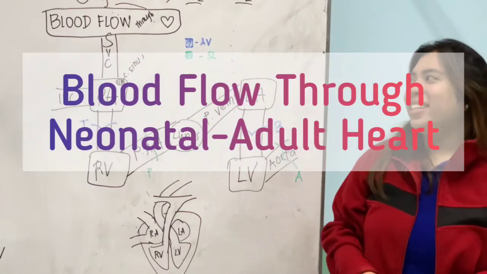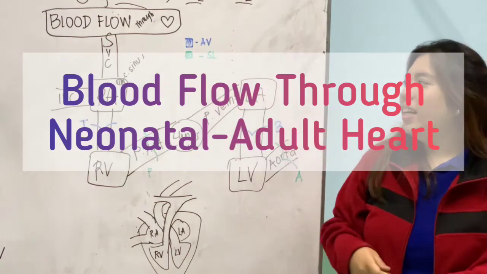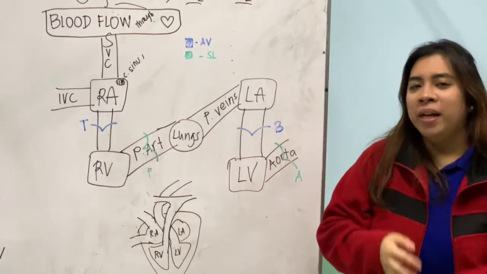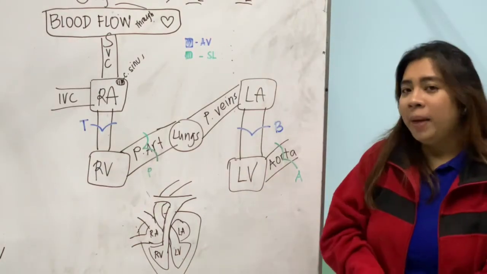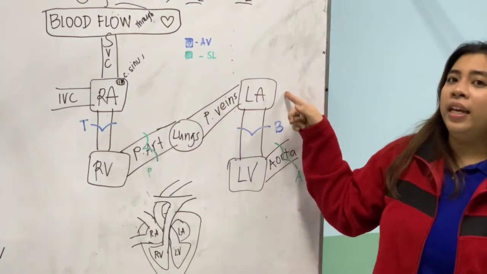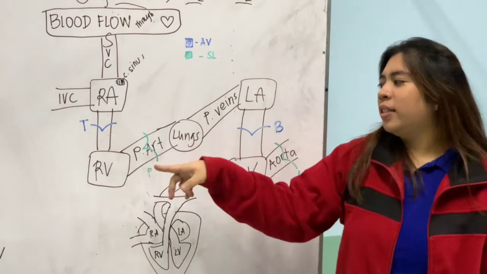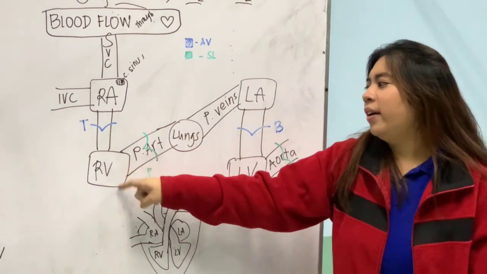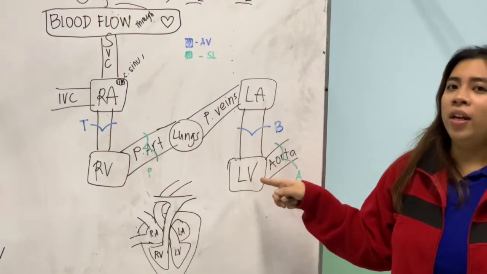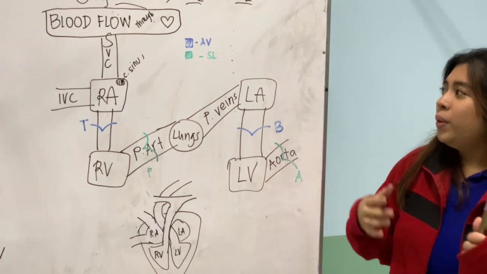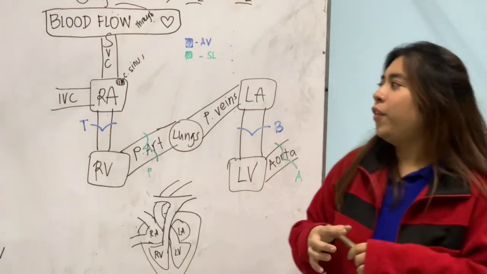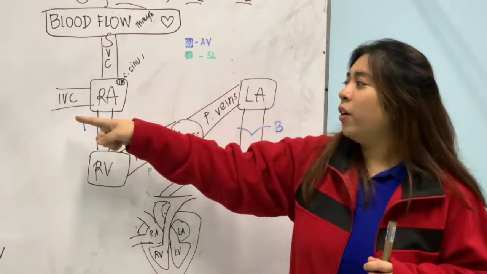So now let's discuss blood flow through the heart. So as we discussed here, dua ka atria nga paired, you have your right and your left atria, abbreviated RA, LA. Then you have two ventricles, right and left, paired again. Right ventricle, RV, left ventricle, LV. So let's follow the blood flow, starting from your superior and inferior vena cava.